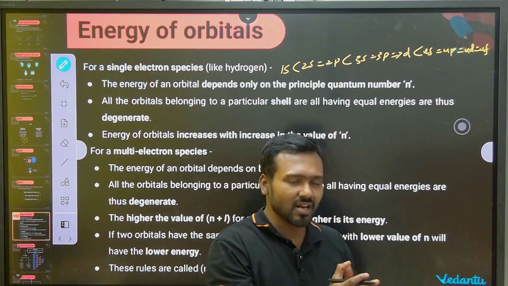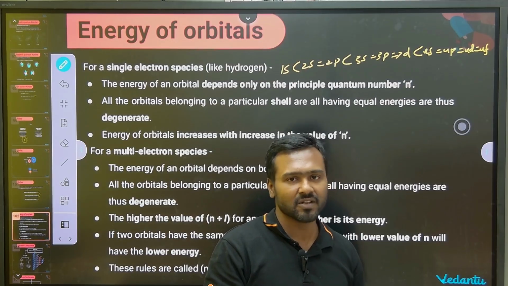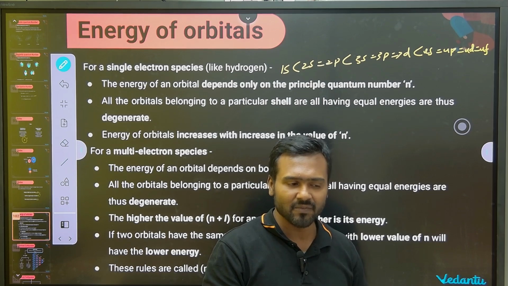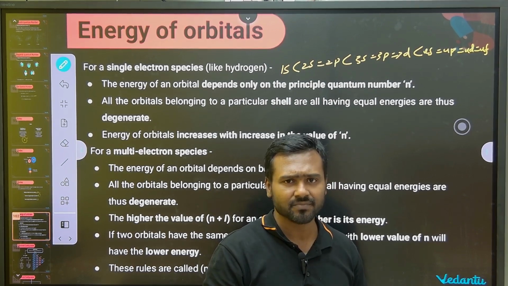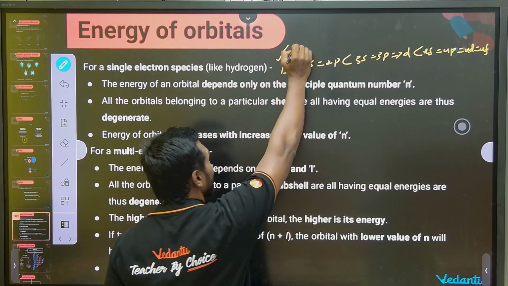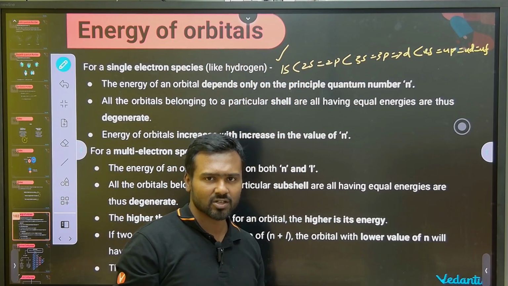Even in the second shell, now 2s and 2p we are having. So between s and p also there is a difference in energy if it is a multi-electron system. If it is a single electron system, there is no difference. That's why we have written equal. So this is hydrogen and hydrogen-like species. The energy order is this one, for a single electron system.